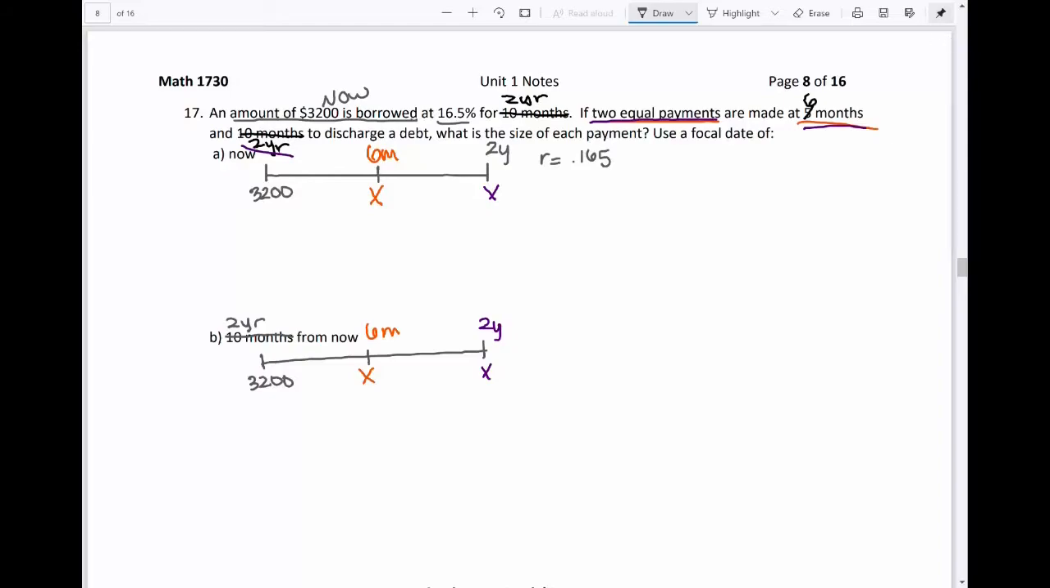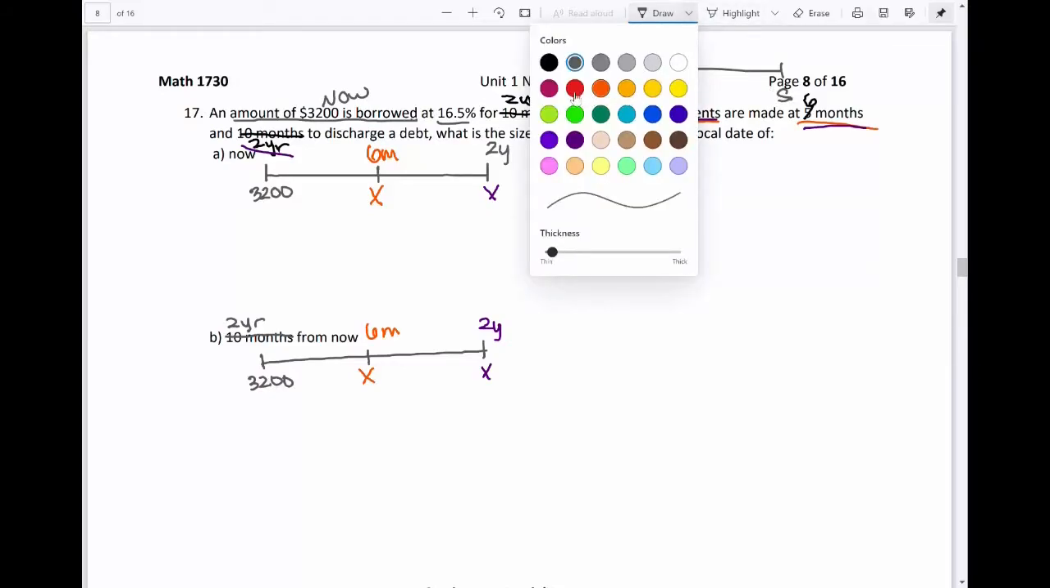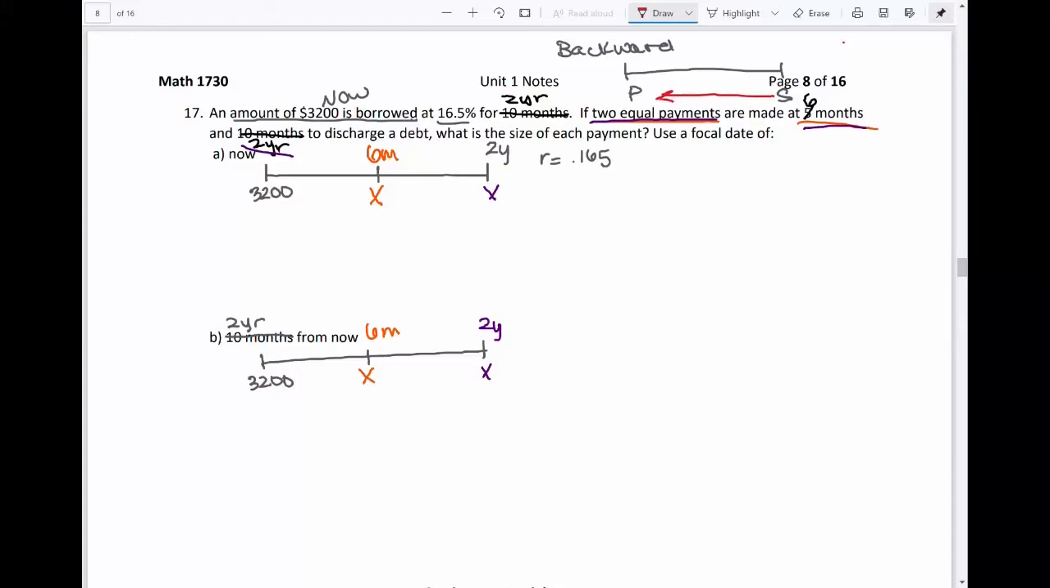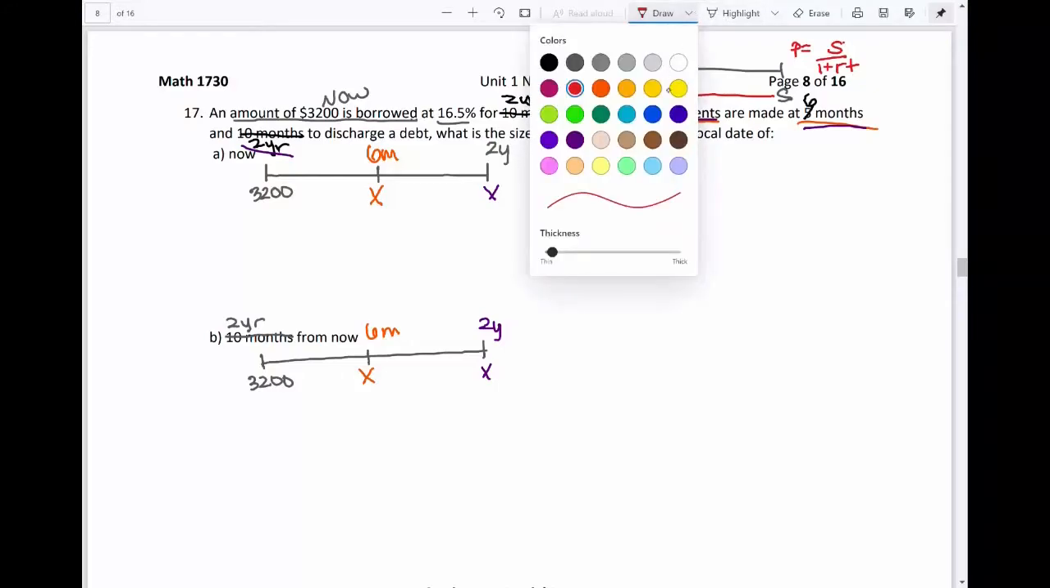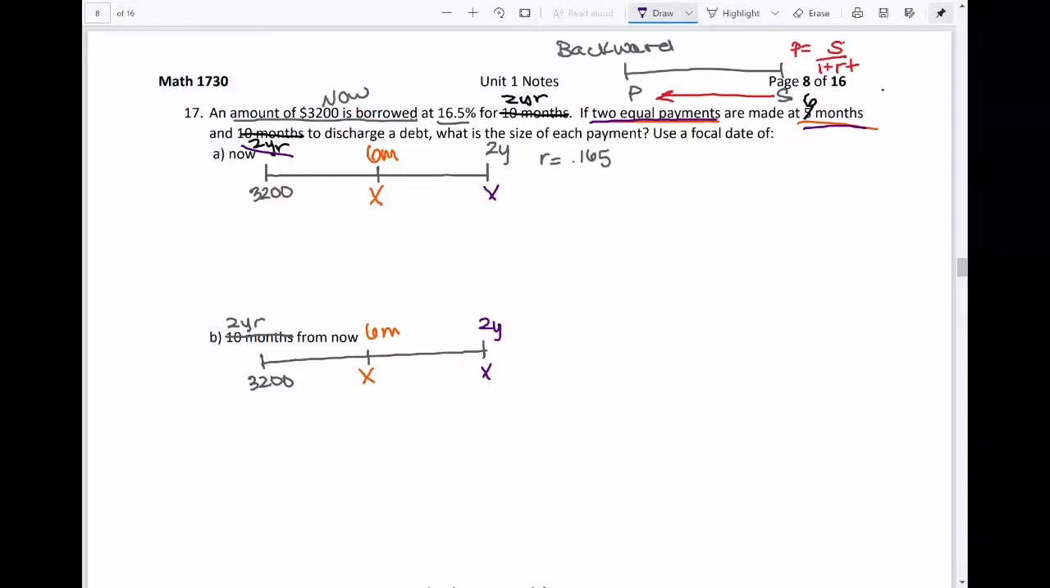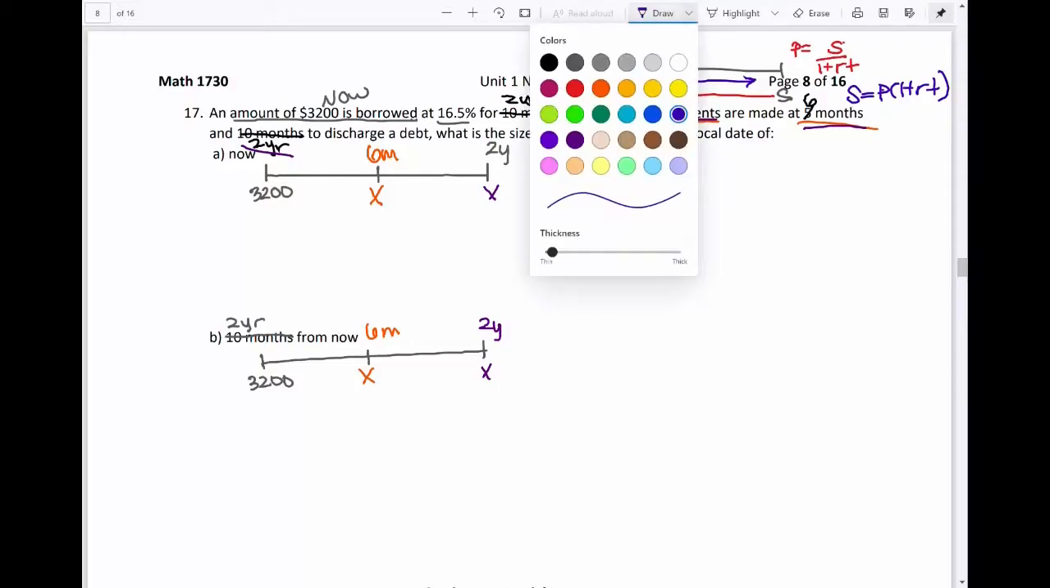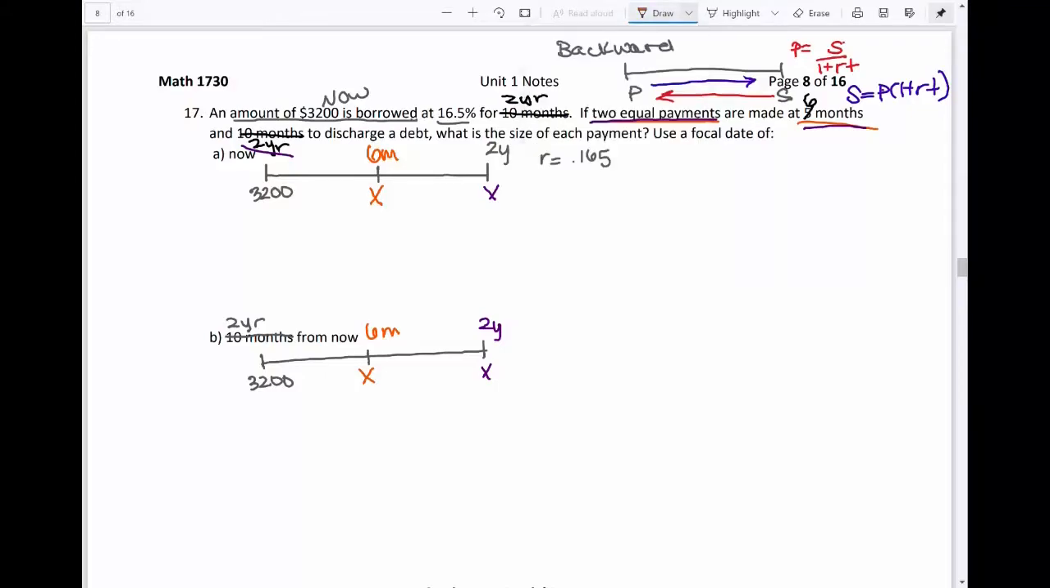Okay, so let's set up our equation because we have all of our information. In the previous problem, we talked about how when we move backward and forward, we do different things. Either way, we're looking at P versus S. If we go backwards, that means we're moving from S to P, so we use P equals S divided by 1 plus RT. And if we move forward, we go this way, then we're going to use S equals P times 1 plus RT. So that's the big idea, just to recall our 2 equations here. Alright, let's jump into this problem.